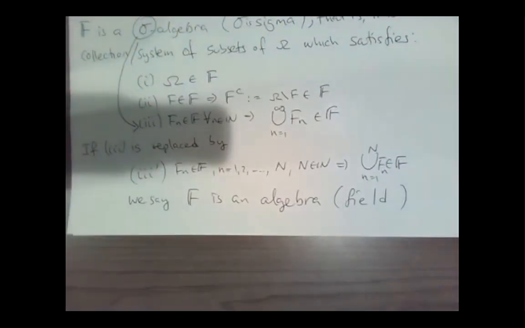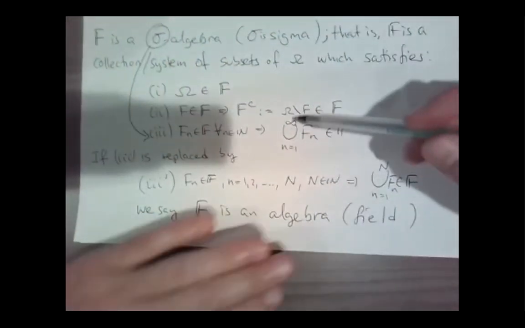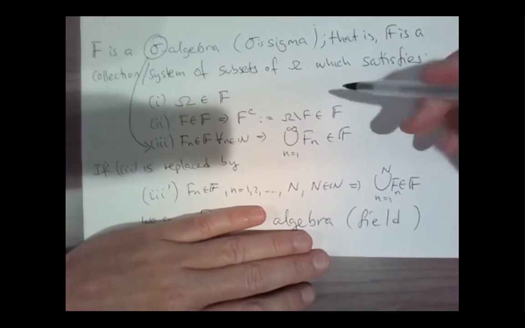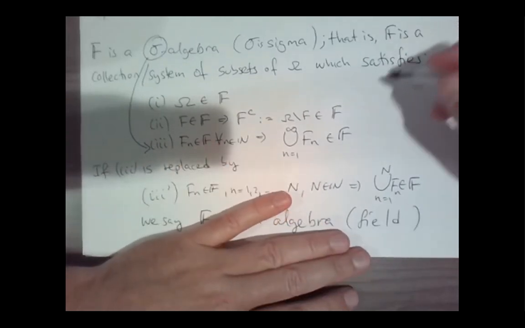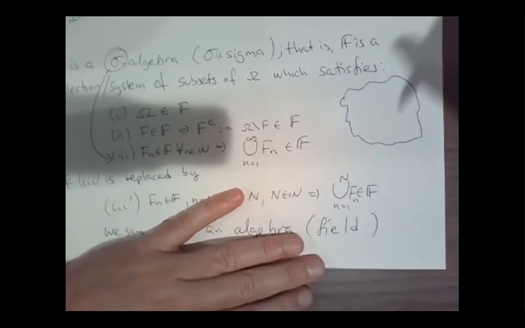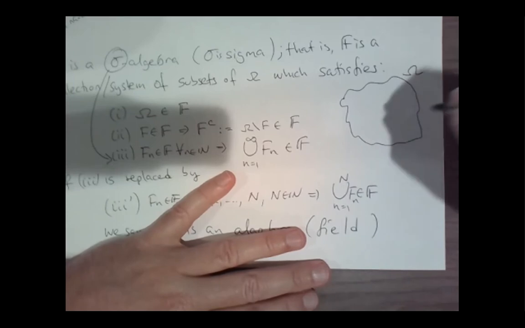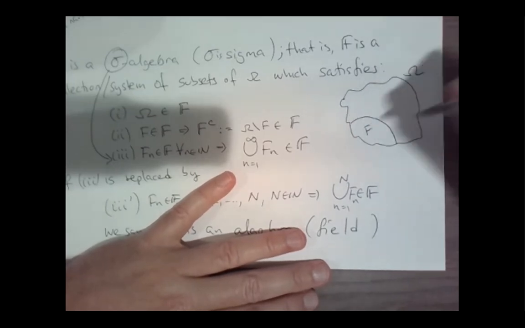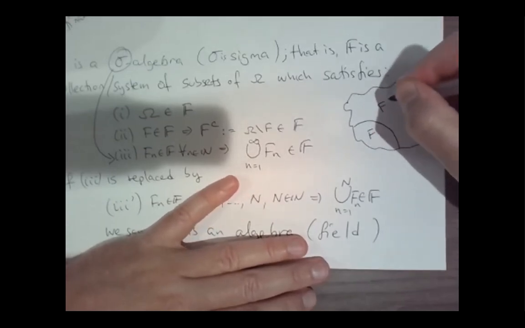There's a question about what this line means. This just means minus. If I think about this abstract little piece of land as my omega, and then I carve out an F, then everything that is not inside F is over here.